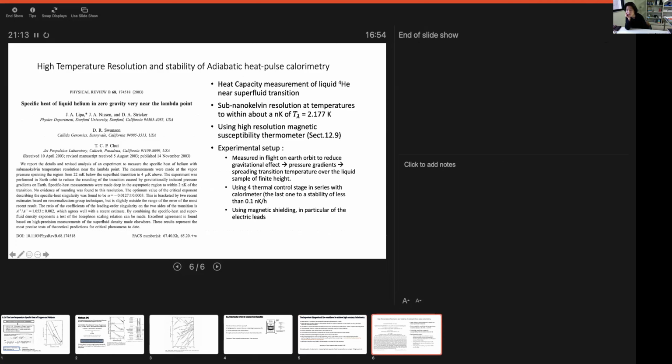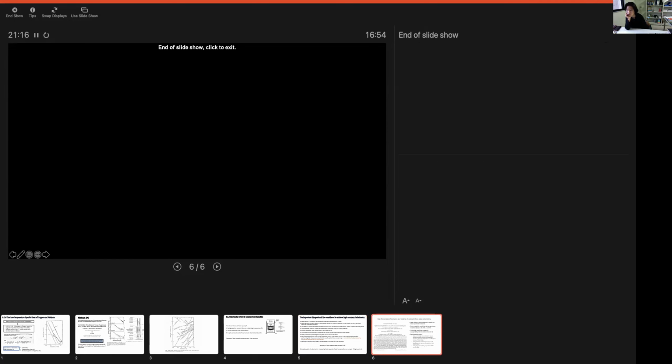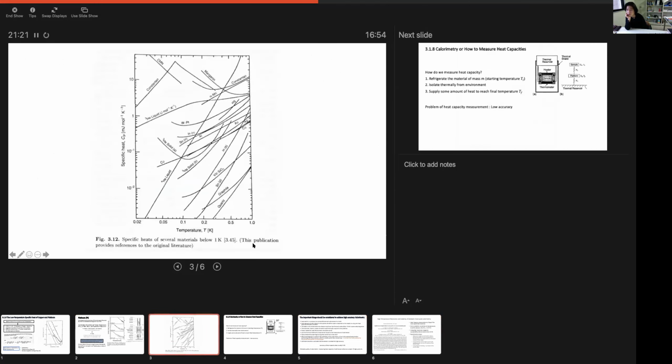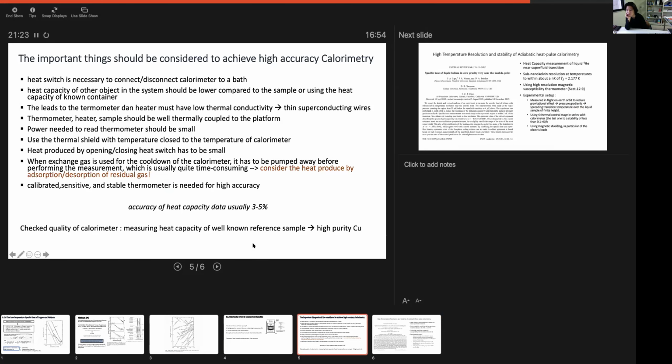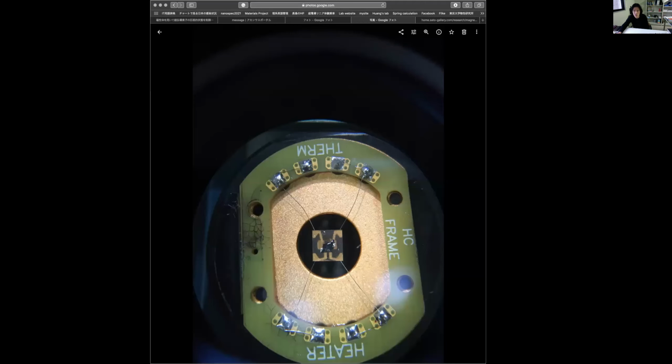Yeah. That's why they use superconducting wire for the heat capacity sample platform. And maybe you can easily imagine by looking at some pictures. I can show you a picture, which is actually the measurement by Makino-kun last week. So this is a heat capacity cell.